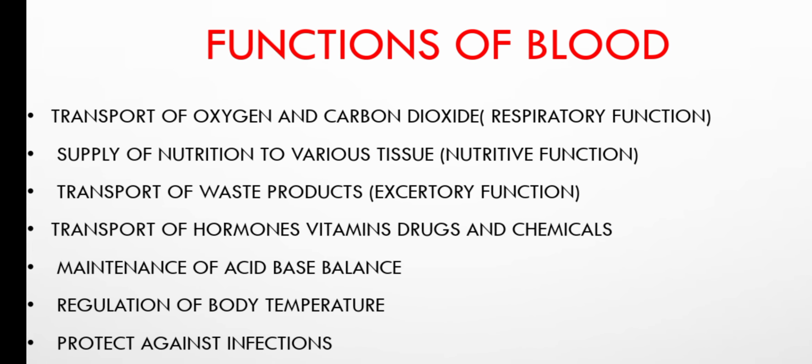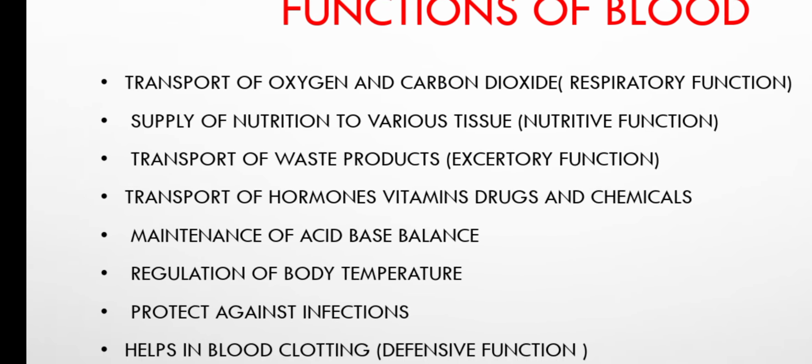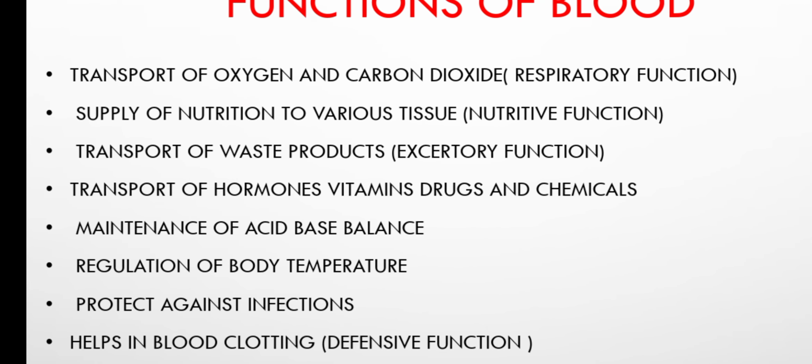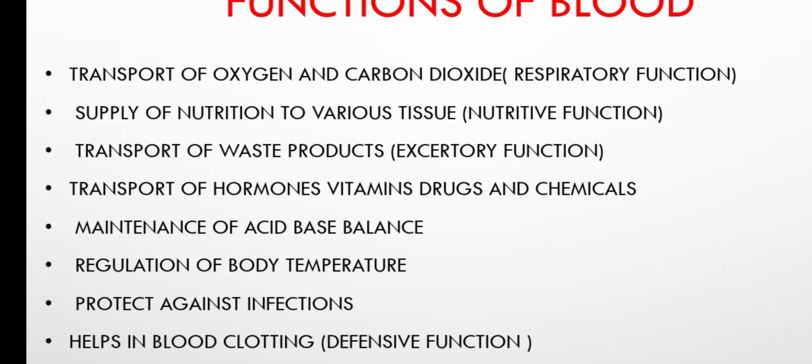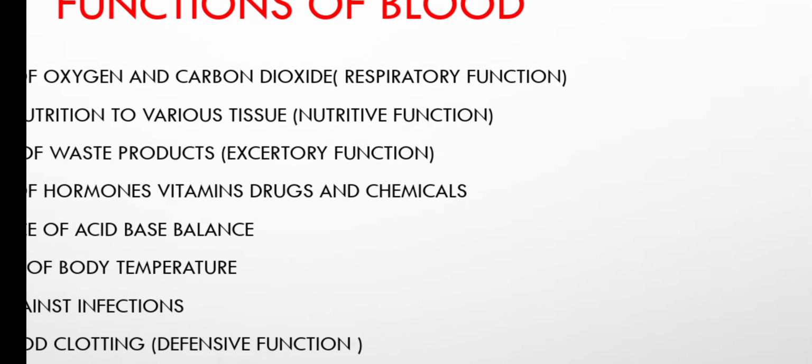And the supply of nutrition to various tissues, it is the nutritive function. So blood supplies absorbed food materials from the gastrointestinal tract to the tissues, so it is known as a nutritive function. And the excretory function: waste products such as urea, uric acid and histamine are transported by the blood to the kidneys and other excretory organs. So it is known as an excretory function.